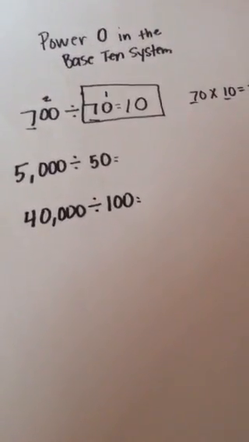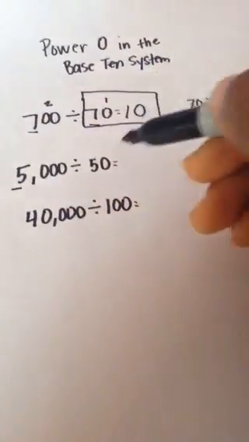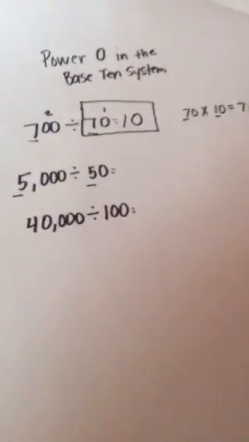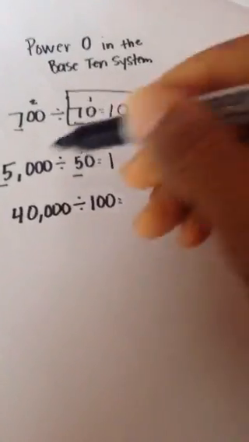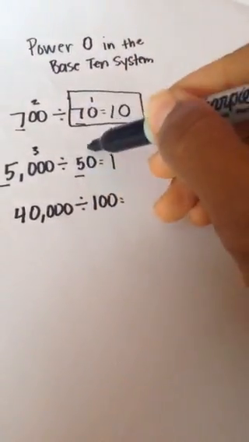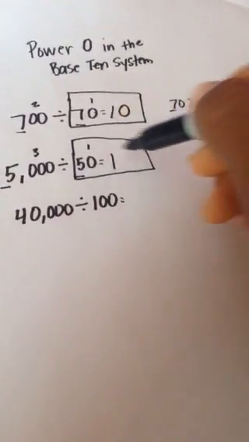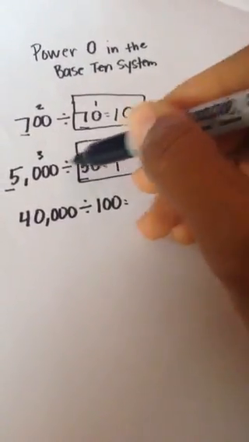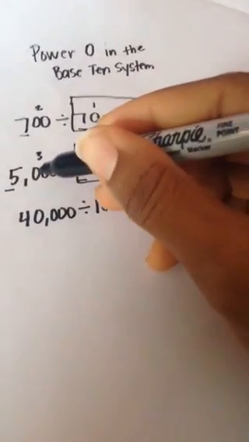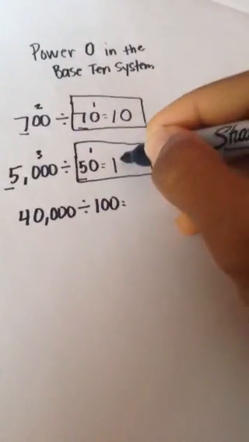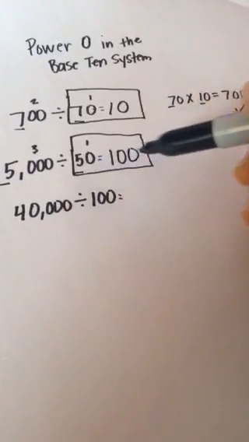5,000 divided by 5. So it looks intimidating, right? But you can think of this as 5 divided by 5. You can ignore those zeros for right now. What's 5 divided by 5? 1. And so we have 3 zeros over here, 1 here. So then your answer has to have how many zeros so that you have a total of 3 zeros on this side of the division symbol? So 1 0, how many zeros do you need to have a total of 3 zeros? 2. So you put 2 zeros here. So 5,000 divided by 50 is 100.